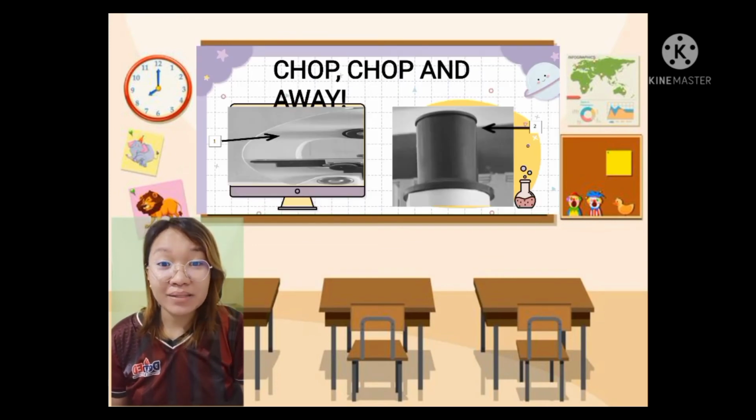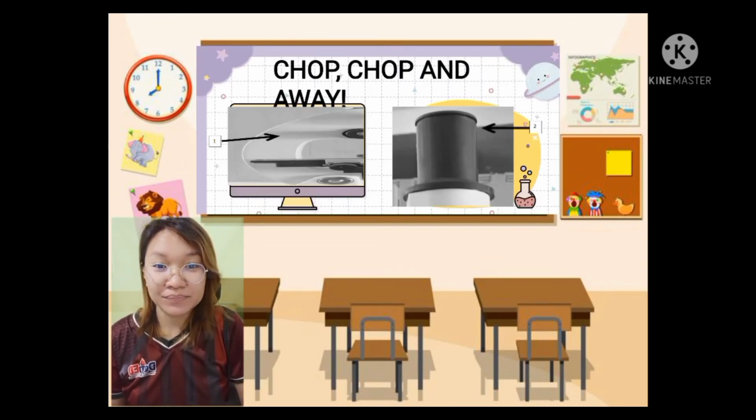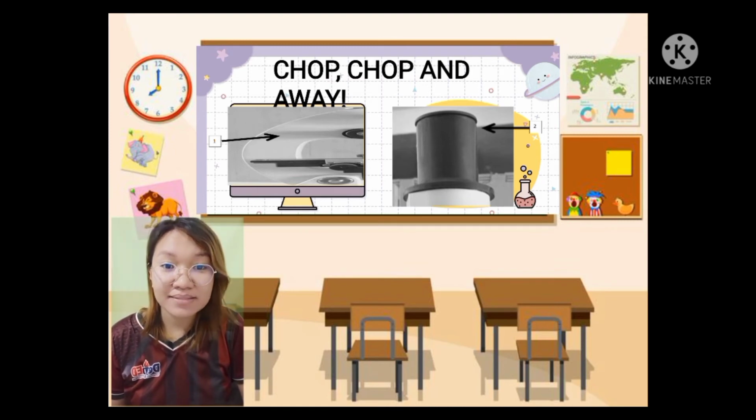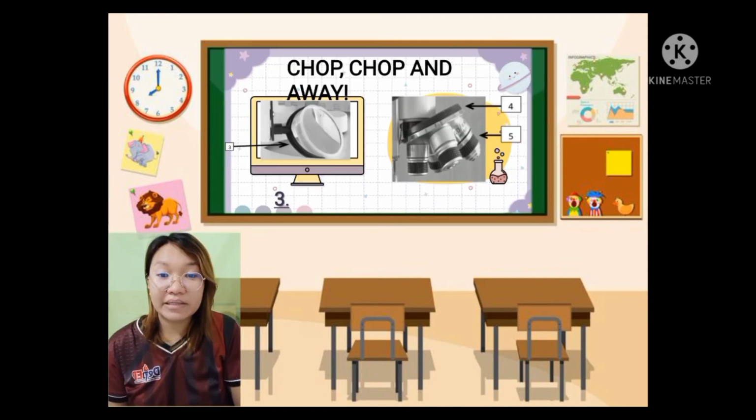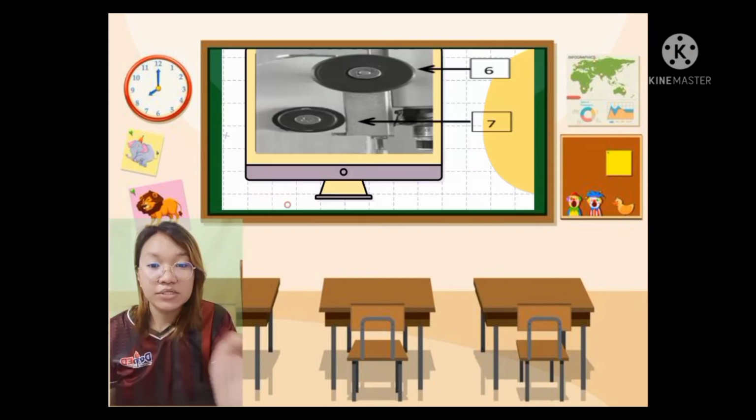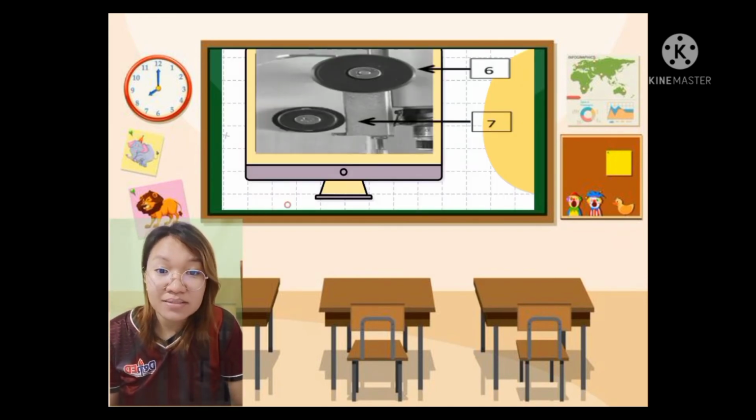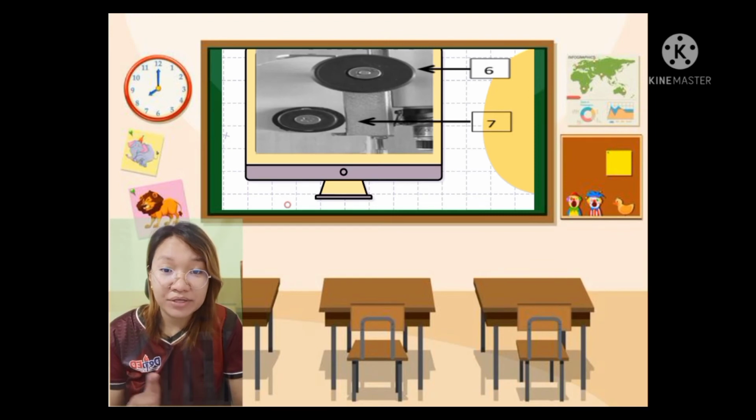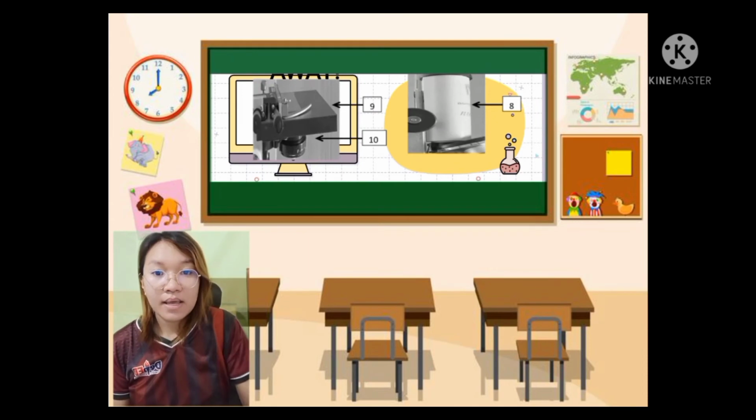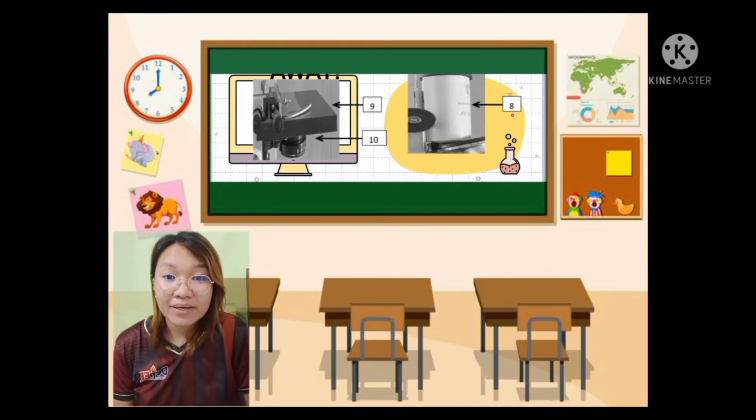Okay, for number 1, the correct answer is arm. For number 2, the correct answer is the eyepiece. Number 3, the correct answer is, very good, mirror. And for number 4 and 5, the correct answer is the revolving nosepiece and the objective lenses. Very good. So for number 6, the correct answer is the coarse adjustment knob. And for number 7, the correct answer is the fine adjustment knob. Very good. Number 8, body tube. Number 9, stage. And number 10, diaphragm.